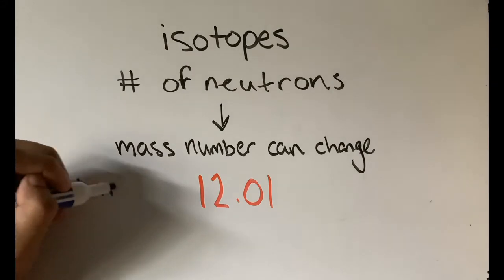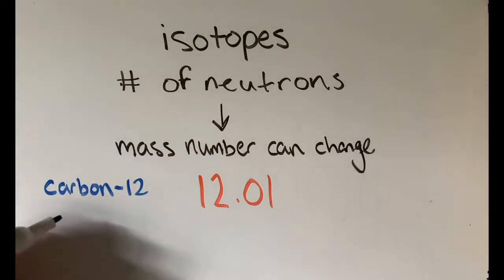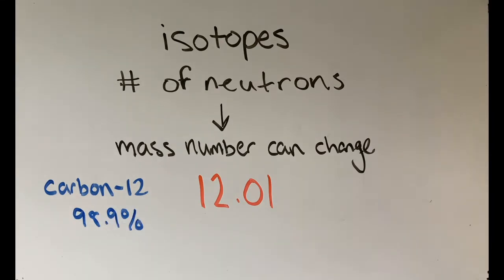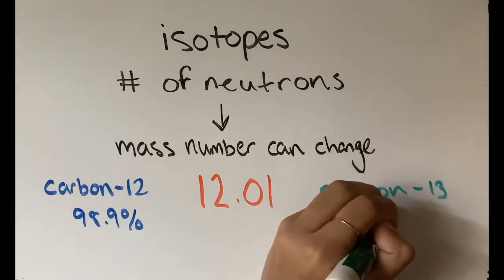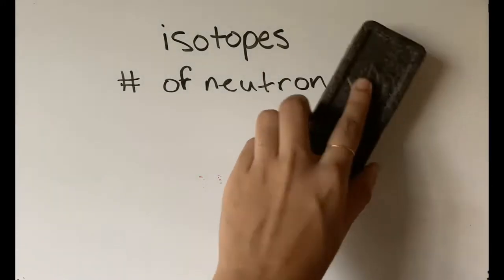Since carbon can be carbon-12, which makes up 98.9% of the carbon that exists, or carbon-13, which only makes up 1.1%, the masses of all the carbon to exist is averaged out at about 12.01 AMU.